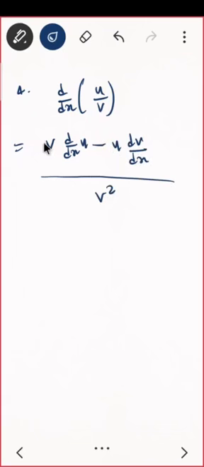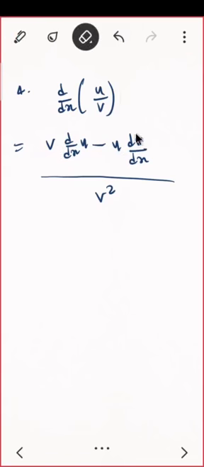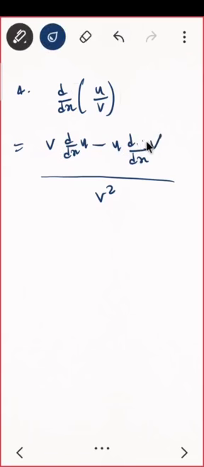You see start भी v से हो रहा है, end में भी v है. I'll write like this, derivative of v. So start में v, end में v, divide by v square. So like how you can remember this formula, that is v derivative of u, denominator जो है v derivative of u minus u derivative of v upon v square.